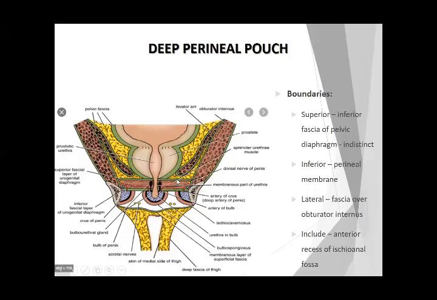So superiorly, it is the inferior fascia of the pelvic floor. Inferiorly is the perineal membrane, the inferior fascia of the urogenital diaphragm, and laterally we have the fascia covering the obturator internus. And of course, in both the genders, it will include the anterior recess of the ischial fossa, वो इसमें extend करती है.